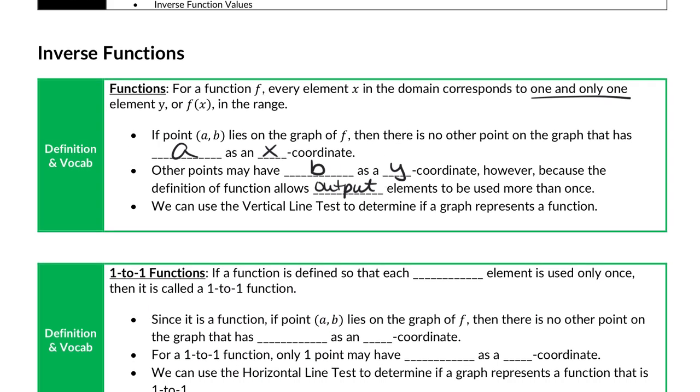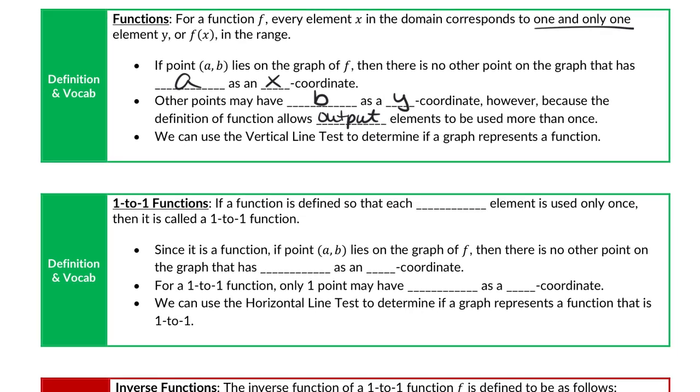And then if we get a little bit further and talk about one-to-one functions, this is when there are unique inputs for unique outputs. It is defined that a function, so already unique inputs, has unique output elements that are used only once. So it's no repeating x's, no repeating y's. If that's the case, it is called a one-to-one function.